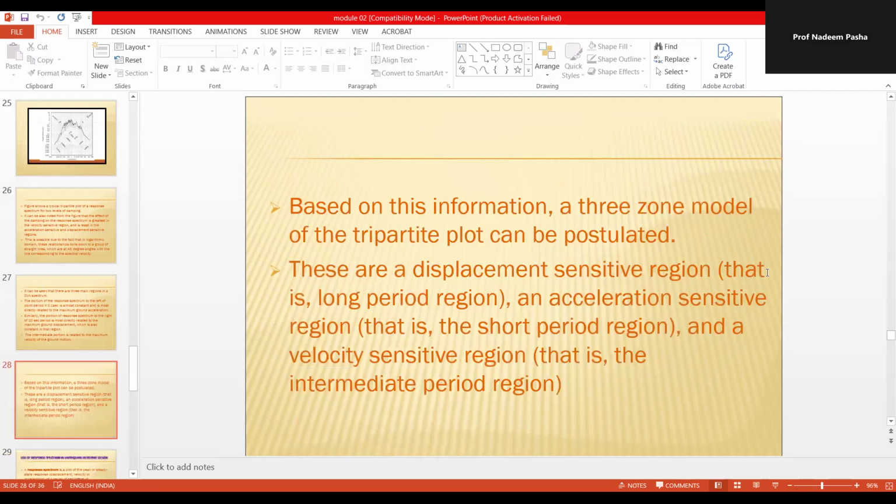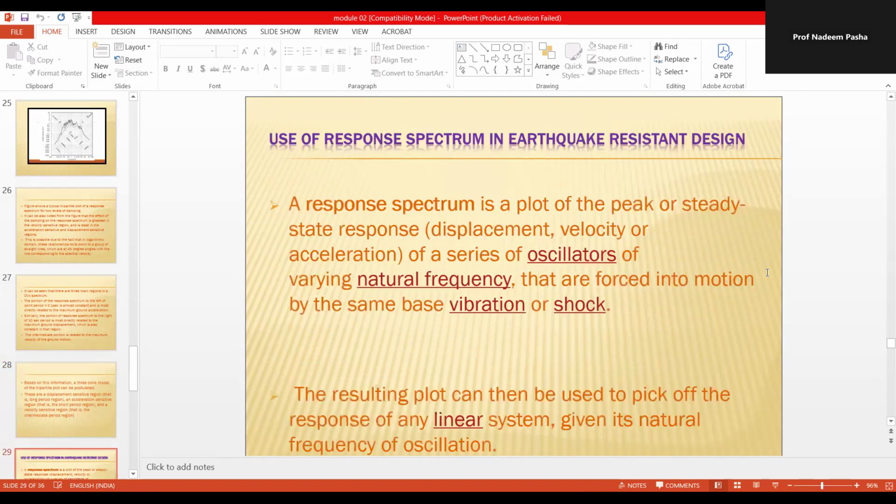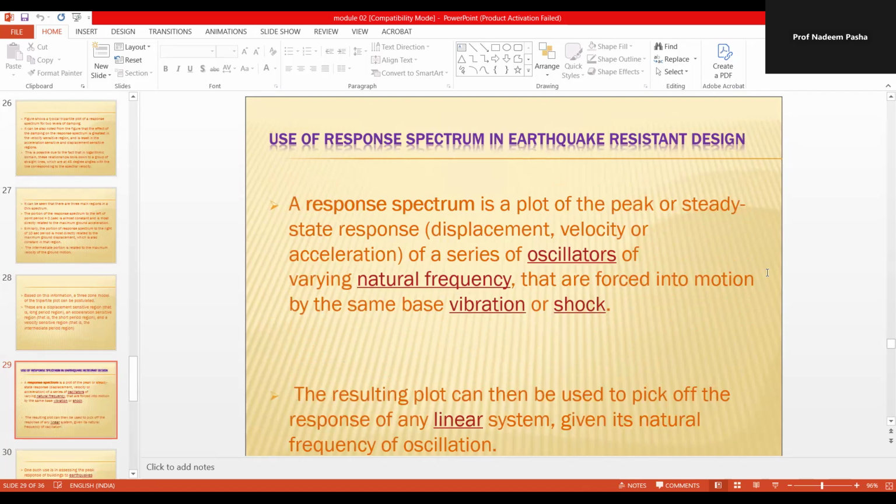Based on this information, a three-zone model of the spectrum can be postulated. There is a displacement sensitive region that is the long period region, an acceleration sensitive region that is the short period region, and a velocity sensitive region that is the intermediate period region. Use of response spectrum in earthquake resistant design.